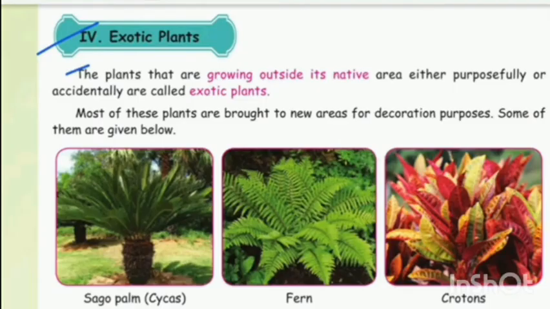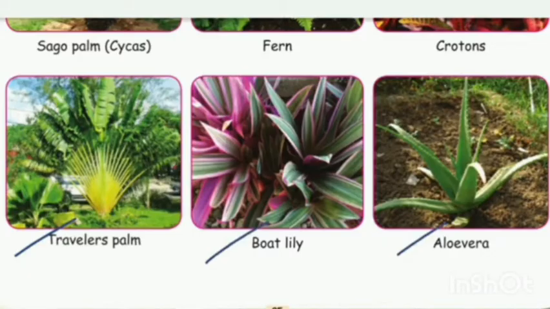Next one is exotic plants. What are exotic plants? The plants that are growing outside their native area, either purposefully or accidentally, are called exotic plants. Most of these plants are brought to new areas for decoration purposes. Some of them are given below: sago palm, cycas, fern, crotons, traveler's palm, boat lily, aloe vera. These are all exotic plants.